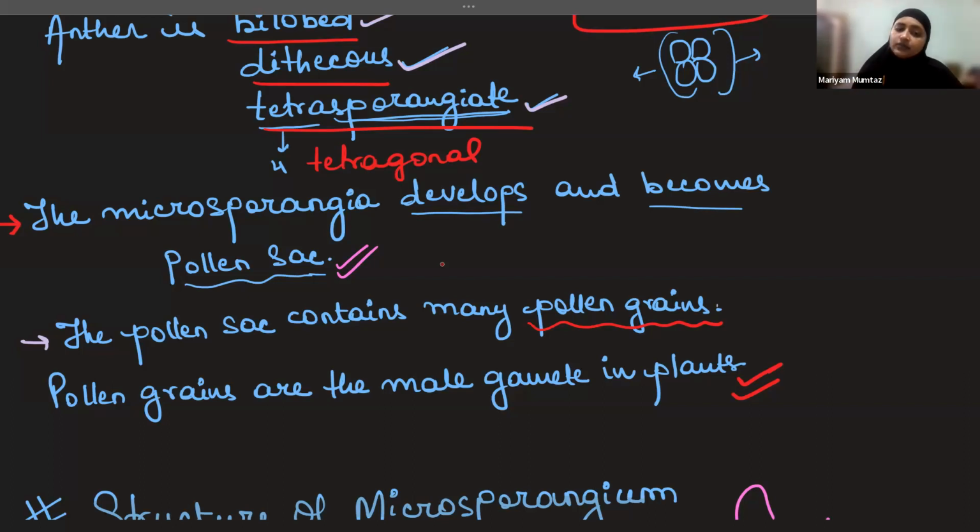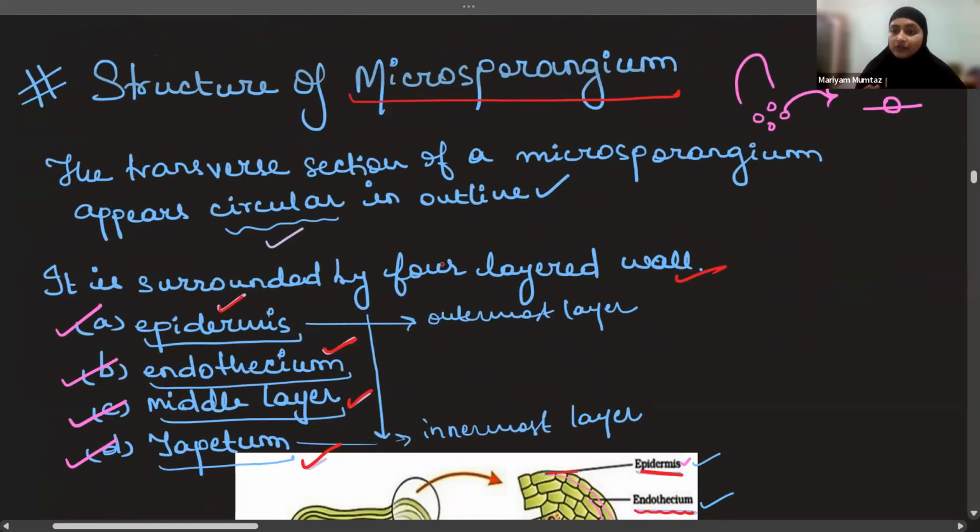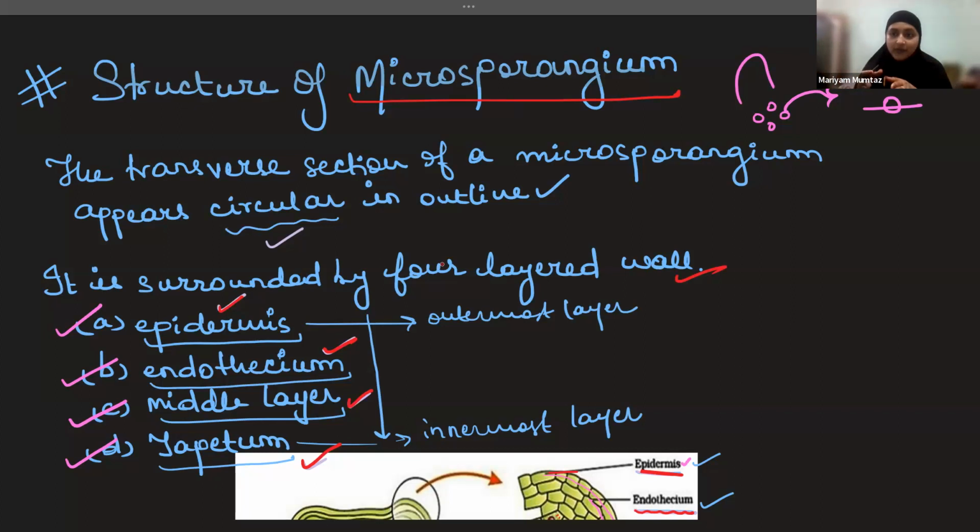Do you people have any doubts? No. Now let us move forward and talk about the structure of microsporangium. Imagine how deep inside we are. We started with a flower, went on to the male reproductive part, then to the stamen, and then to the anther and filament. Now we are inside and inside. Now we are inside the microsporangia. We are at that level.